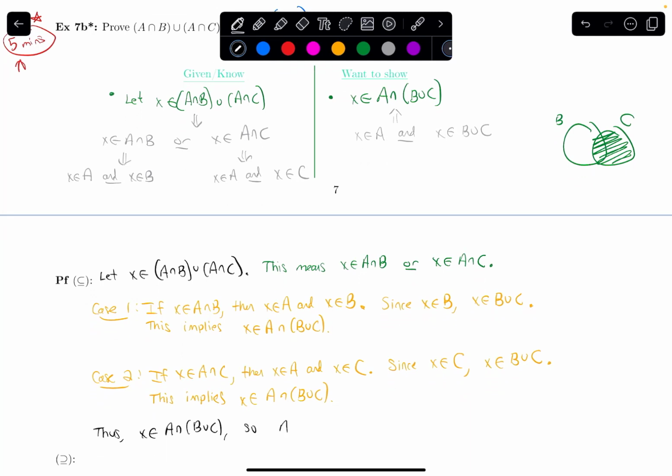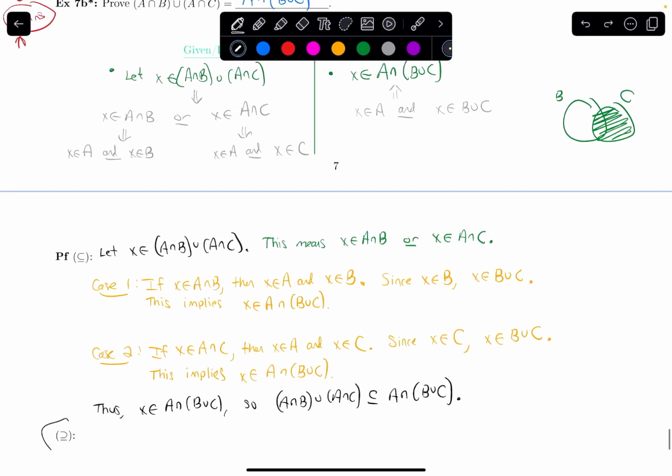So the left-hand side, A intersected with B union, and then, whoops, sorry, this is A intersected with C. That left-hand side is indeed a subset of A intersected with parentheses B union C. Okay, so we've shown this direction of the subset proof.